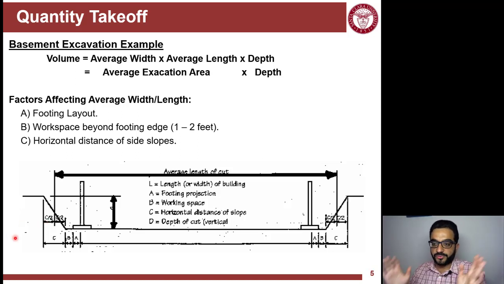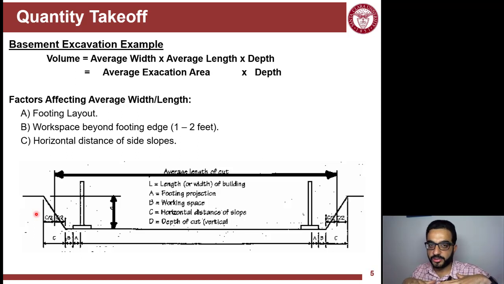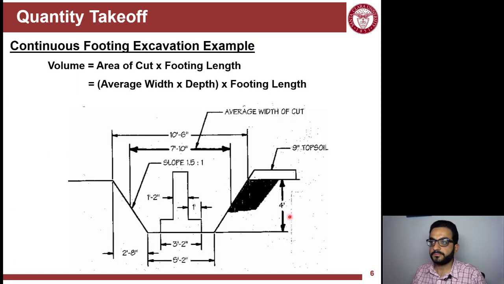With this kind of trapezoidal shape, but now in 3D, you will have to calculate an average area. If you look from the top, the average area of the excavation times the depth will give you the volume of the excavation for this basement. If you're dealing with a strip or continuous footing, then the volume of the soil will be equal to the cross section of that excavation, that trench, times the length of the wall.